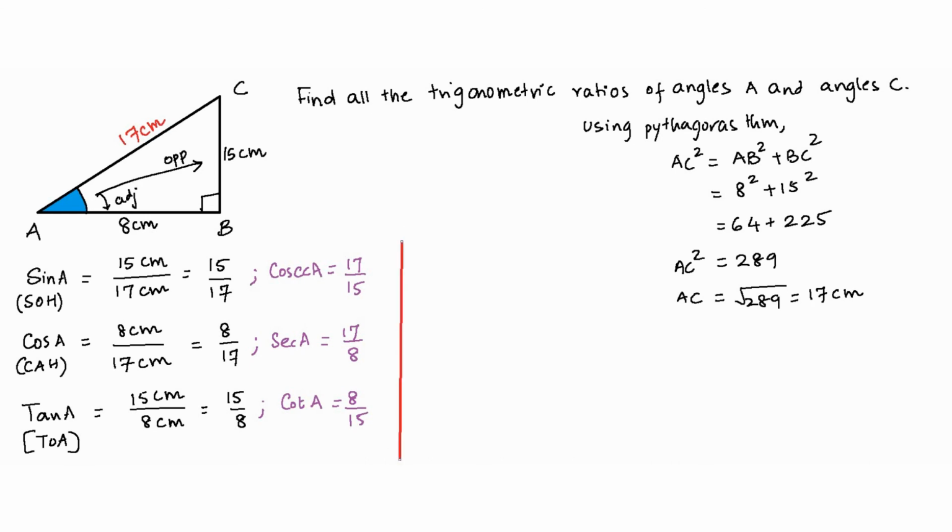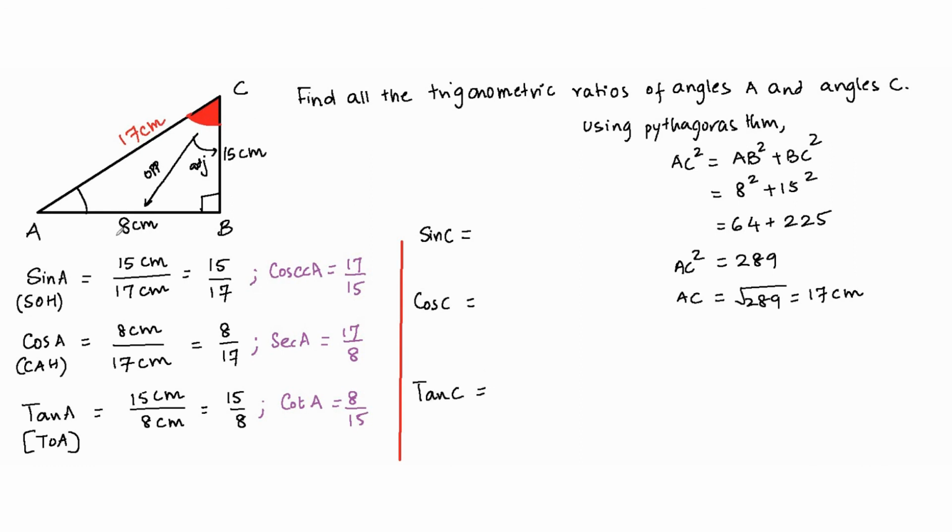Similarly, we can now go ahead and find the trigonometric ratios of angle C. So now please note that the angle of reference has changed, and therefore the definition of adjacent and opposite sides will also change. So angle C is the angle of reference now. So let us mark that particular angle. With respect to angle C, 8 centimeter will be the opposite side and 15 centimeter will be the adjacent side. Therefore, sin C, cos C, tan C.